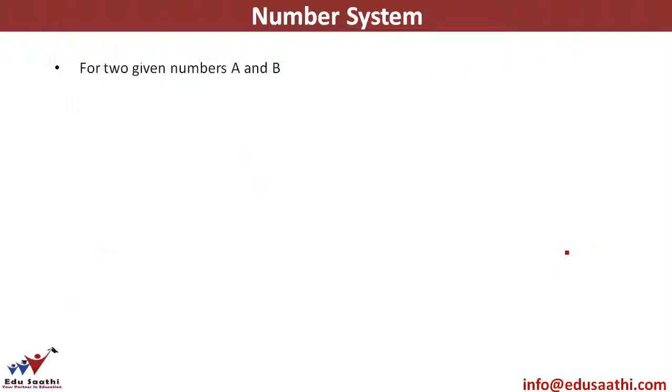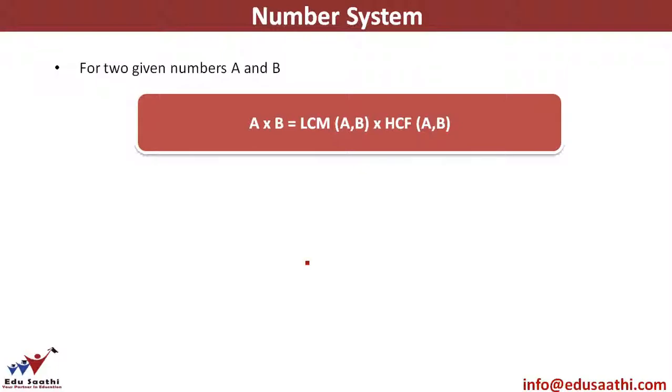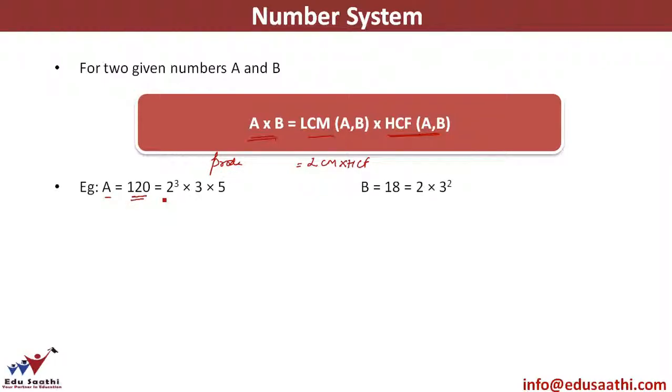Okay, so let's take two numbers A and B. LCM of A and B into HCF of A and B would be equal to the product of the two numbers. So this is valid for two numbers only. For two numbers, the product of LCM and HCF is equal to the product of the two numbers that you have. So example, let A be equal to 120. I've done a prime factorization for this. B is equal to 18. I've again done a prime factorization for this.